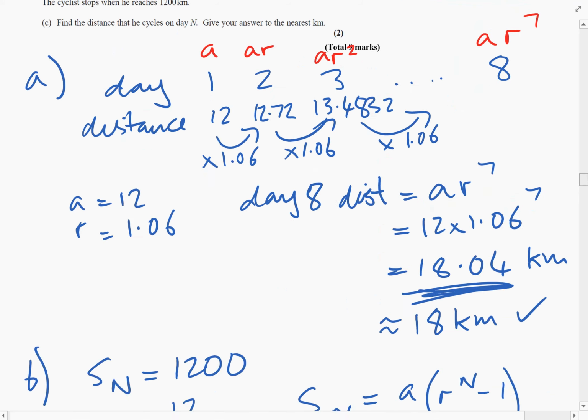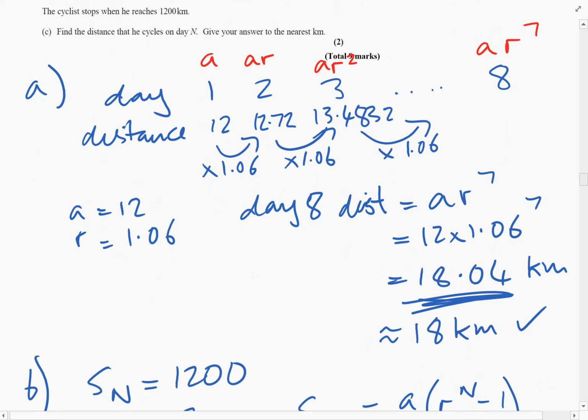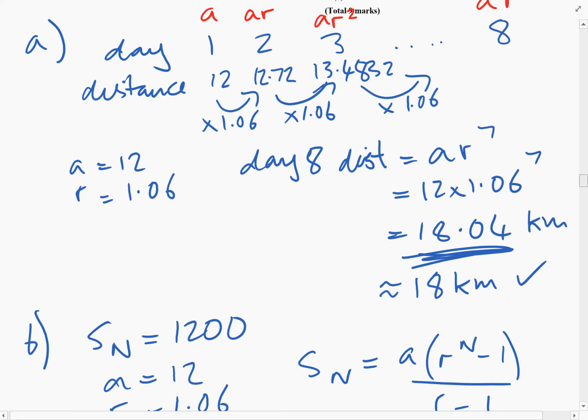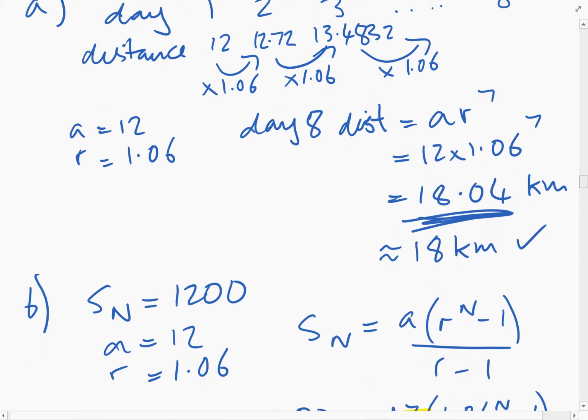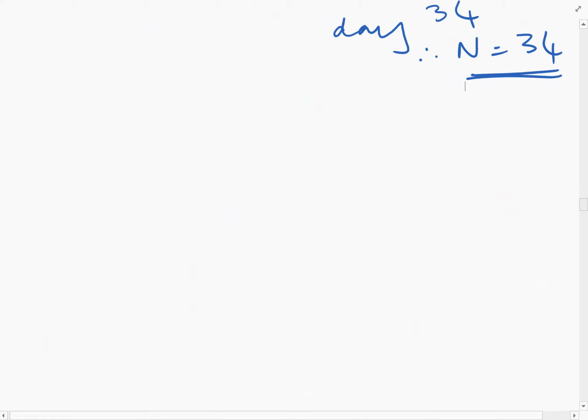Then in part C it says the cyclist stops when he reaches 1200 kilometers. Find the distance he cycles on day N. Okay, so we know that between day 33 and day 34, the cyclist reaches that total of 1200 kilometers. So if we find how far the cyclist has totaled in distance on day 33, and then do the total after day 34, we should be able to subtract them. Or actually, it says he stops as soon as he gets to 1200 kilometers.